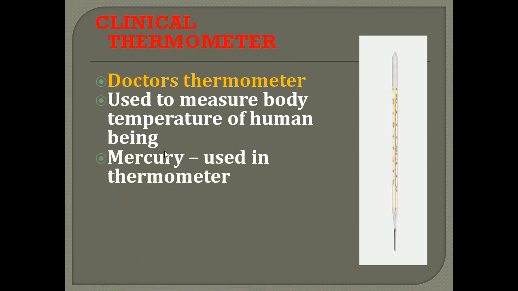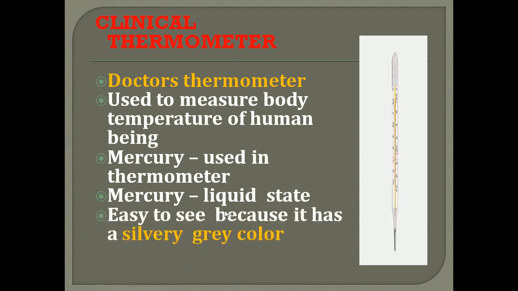Mercury is used in the clinical thermometer. Why is mercury used in a clinical thermometer? Because it remains in the liquid state. Mercury remains in liquid state for a wide range of temperature. Even if changes in temperature occur, mercury remains in the liquid state. It is easy to see because it has a silvery grey color, so easily we can identify the temperature. It does not stick to the glass.